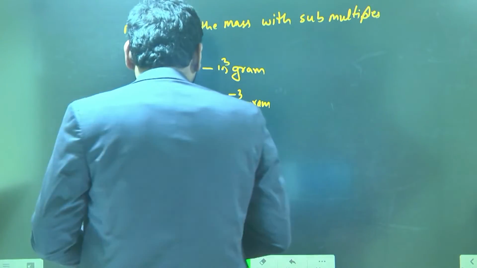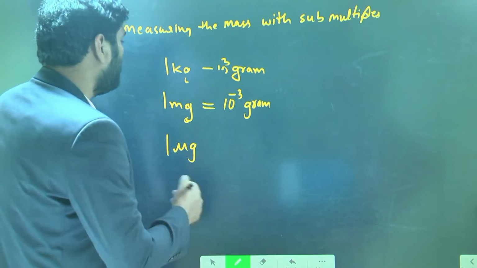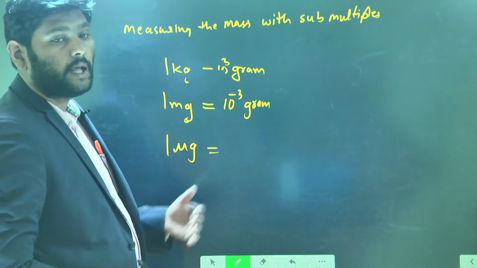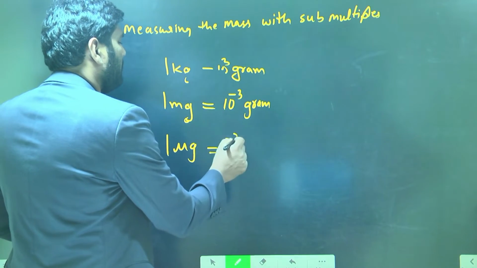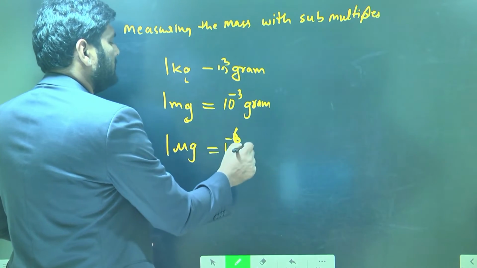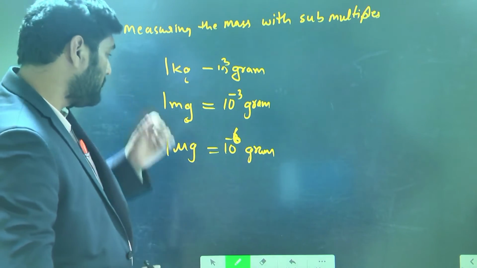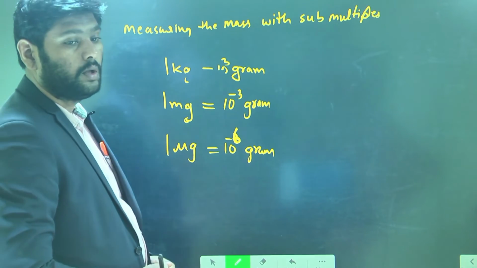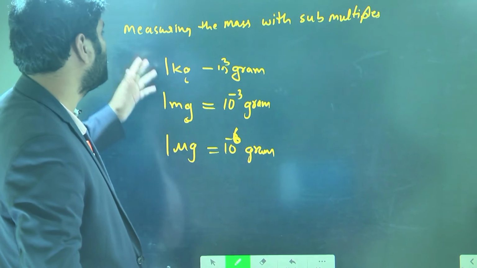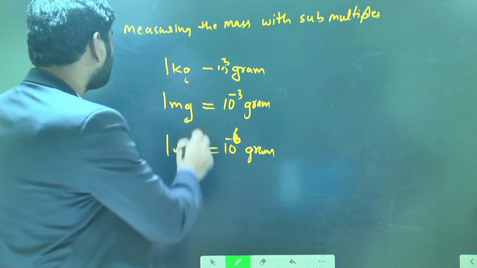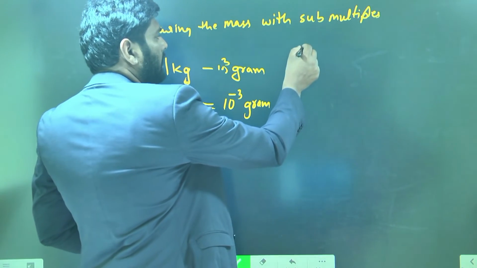Not only that, microgram. So μg, even you can observe this on the back side of the tablet covers. That μg means 10 power minus 6. 10 power minus 6 grams represents what? 1 microgram. This is the way we can measure the mass by using the submultiples and multiples.